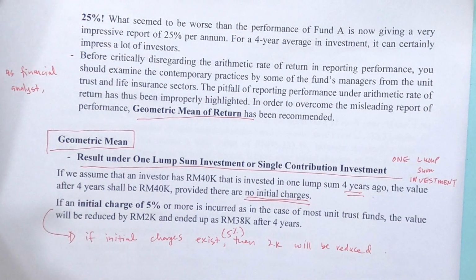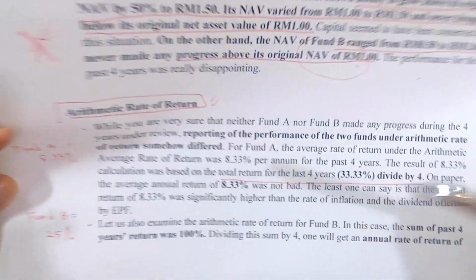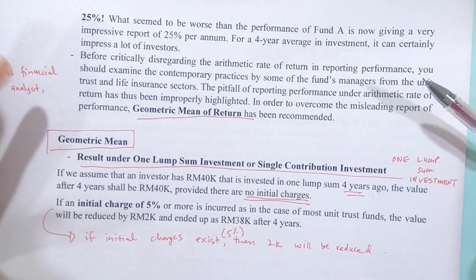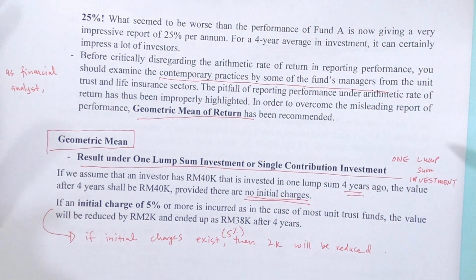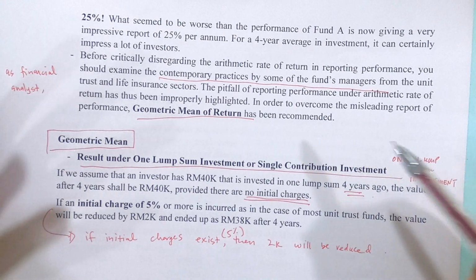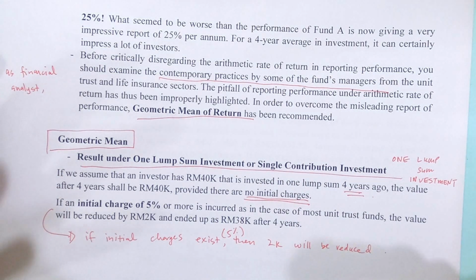Alright, so if we look at the calculation using the arithmetic rate of return, Fund A seems to be lower than Fund B. At this point, as a financial analyst, you have to observe the contemporary practice by the fund managers from the unit trust on what the basis is for them to evaluate whether Fund A or Fund B is more favorable. Okay, another analysis that you can perform is what we call the geometric mean of return. This is also one way for us to analyze which fund is actually better for our investment.